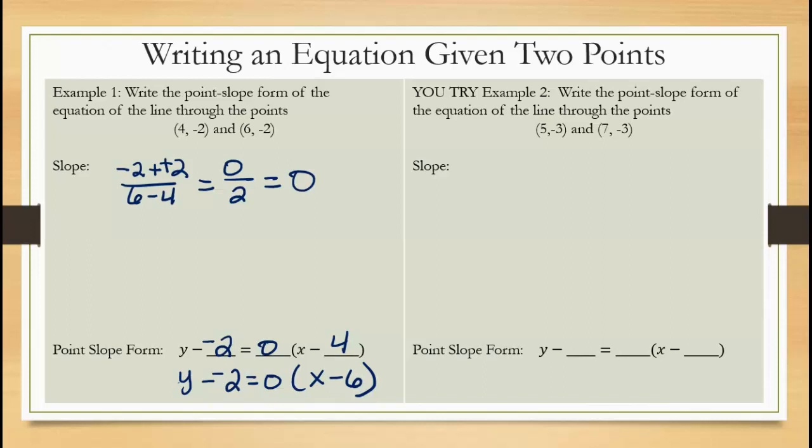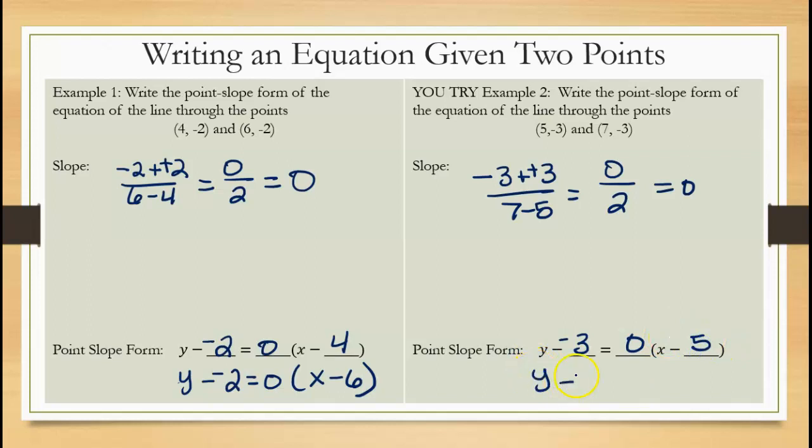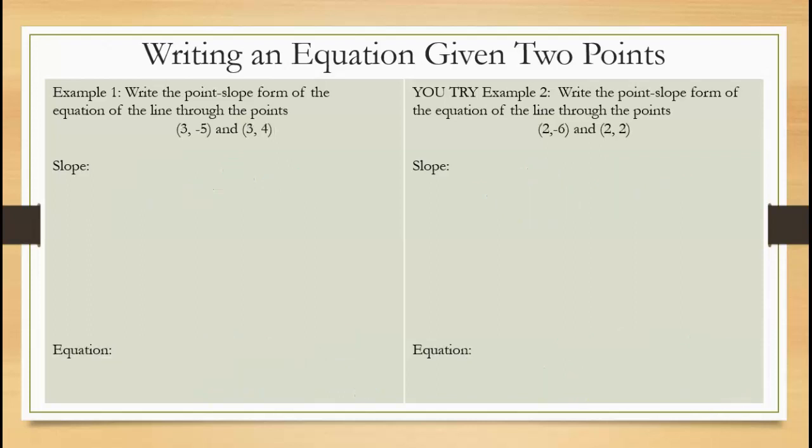Pause the video and try example 2 on this screen on your own. Welcome back. You should have subtracted negative 3 minus negative 3 on the top and 7 minus 5 in the denominator. You should have done keep, change. Negative 3 plus 3 is 0, 7 minus 5 is 2, and 0 divided by 2 is 0. And then you could have written this either way. You could have done the first point, in which case your y value is negative 3 and your x value is 5. Or you could have written it with the other point, y minus negative 3 equals 0 times x minus 7. Notice the slope is the same in either case.